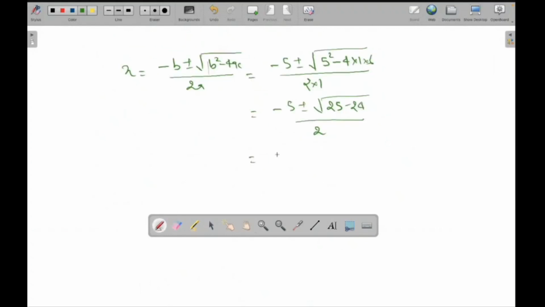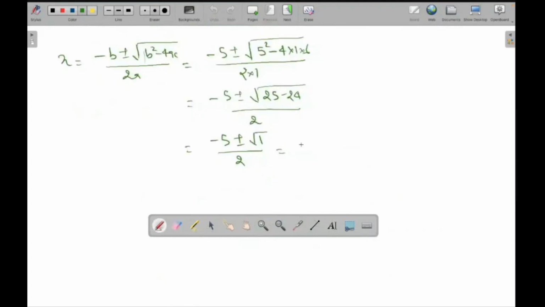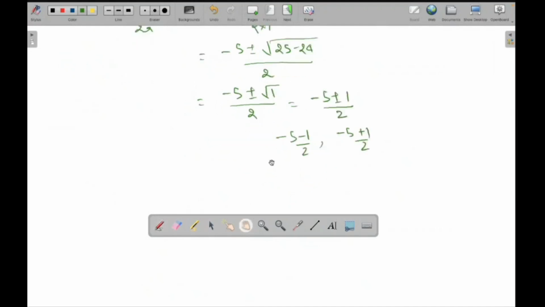So this will become minus 5 plus minus, this is square root of 1, divided by 2. In this case, what has happened here is I have got minus 5 plus minus square root of 1, which is 1, divided by 2. So I have to take one time plus and another time minus. So one of the roots is minus 5 minus 1 by 2 and the second root is going to be minus 5 plus 1 by 2. So the two roots would be one is minus 3 and another is going to be minus 2.